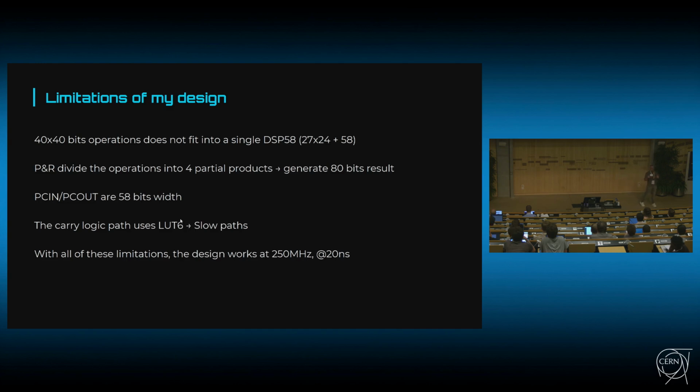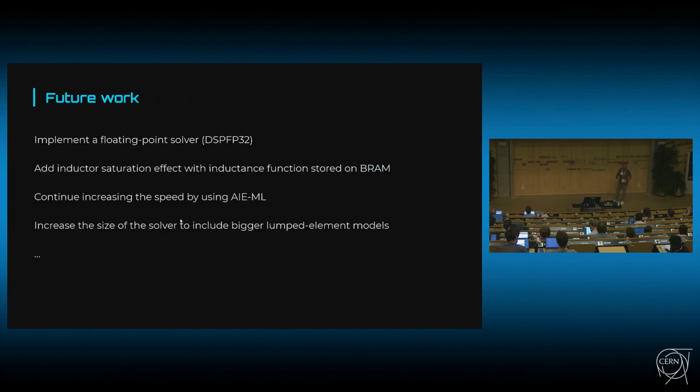My design has some limitations. The first one is that I use a fixed point solver because it is faster than using a floating point solver, and I needed to use 40 bits for the matrices. This results in the DSP58 only being able to multiply 27 by 24 bits, so the place and route will use 4 DSPs in order to implement the multiplication. But with all of these limitations, we reach 250 megahertz, and the model is running at 20 nanoseconds.